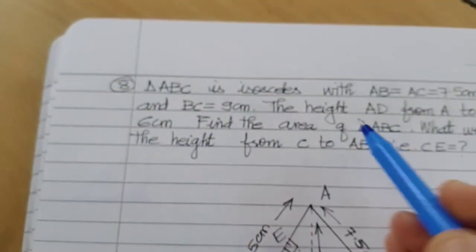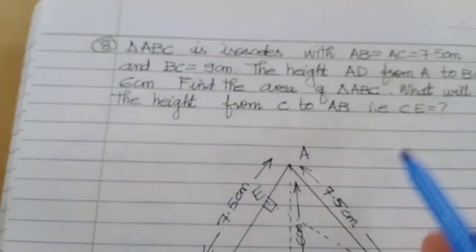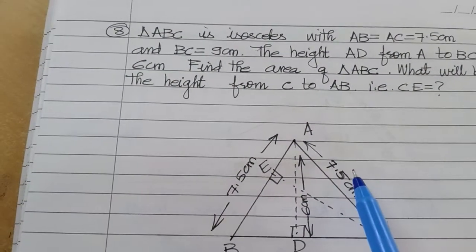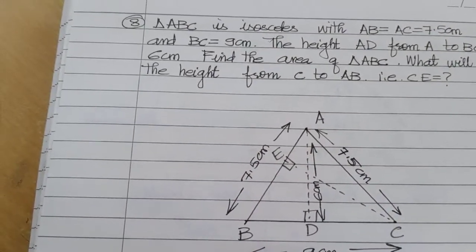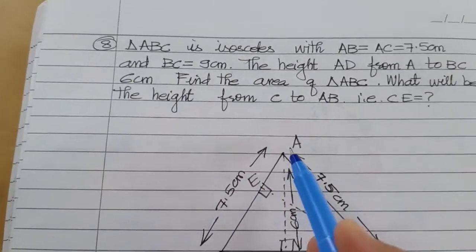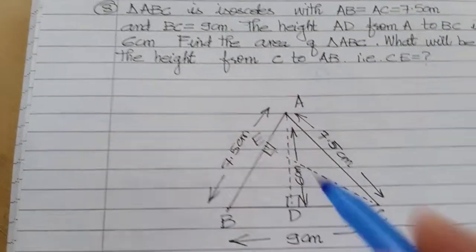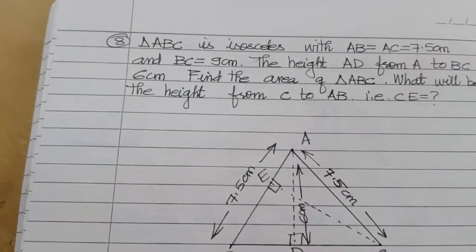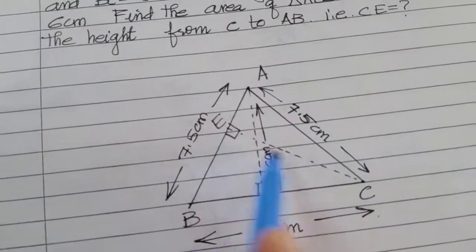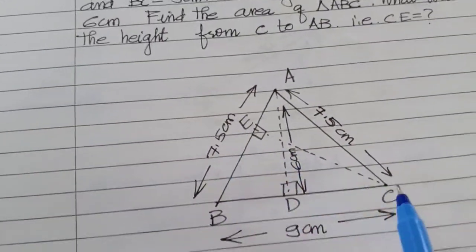Next, ABC is an isosceles with AB is equals to AC 7.5 centimeter and BC is 9 centimeter. The height AD from A to BC is 6 centimeters. This is 6 centimeters. Fine. So what will be this height CE? This is what they are asking us.